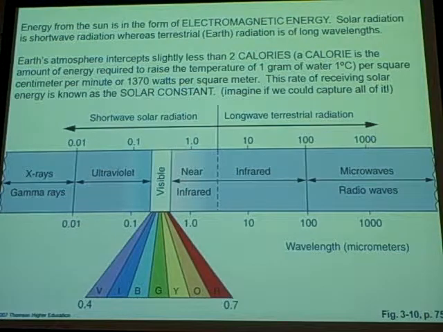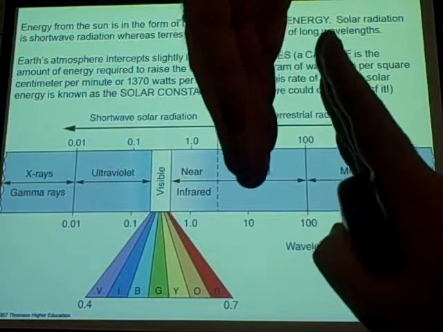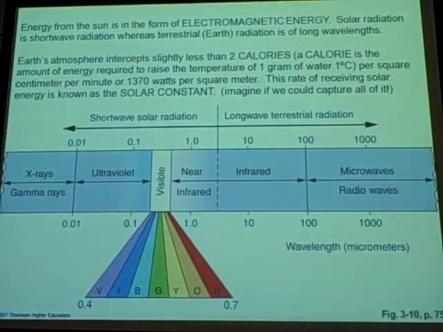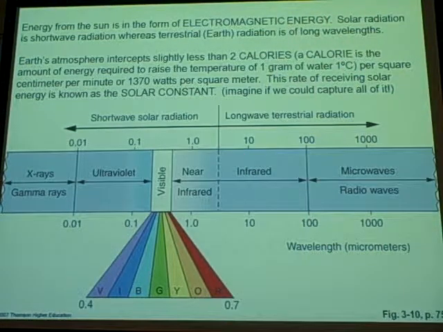So energy from the sun is in the form of electromagnetic energy. Solar radiation is shortwave radiation, whereas terrestrial Earth radiation is long wavelengths. What does that mean? Well, wavelengths. So you've got wavelengths that are short. They're coming down and they're hitting the Earth, and when they hit the Earth and bounce back off, after hitting the Earth, they're a long wave. They've been bounced into being a long wave. So when we talk about this energy coming from the Earth, well, it's coming from the sun originally.